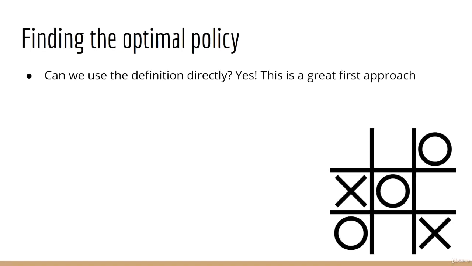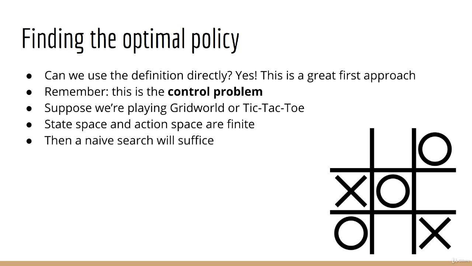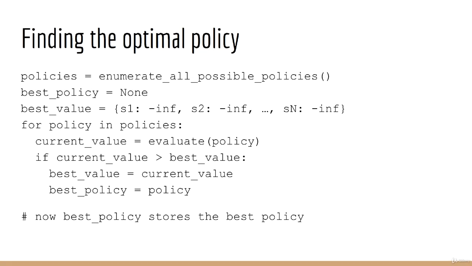Before moving on, let's think about what a good first approach might be to actually finding an optimal policy. Remember, this is called the control problem. Suppose we are playing a game like Grid World or Tic-Tac-Toe, where our state space and action space are both finite. In this case, a naive search can solve this problem. First, let's create a list of all possible policies that can exist. Obviously, some may be bad and some may be good, but one or more of them can be defined to be the best.